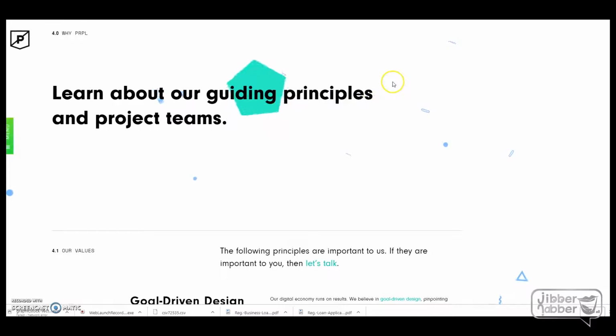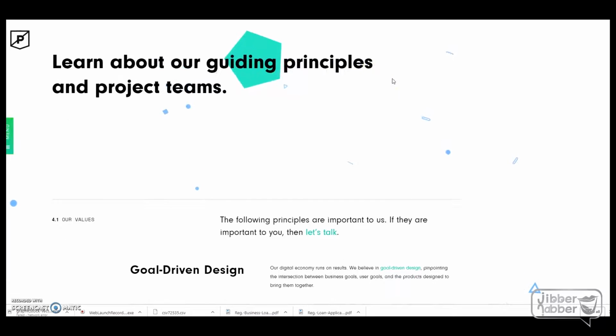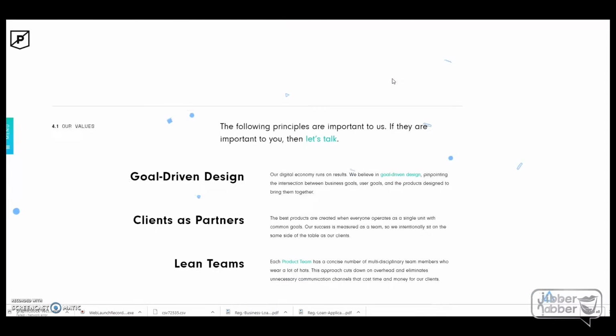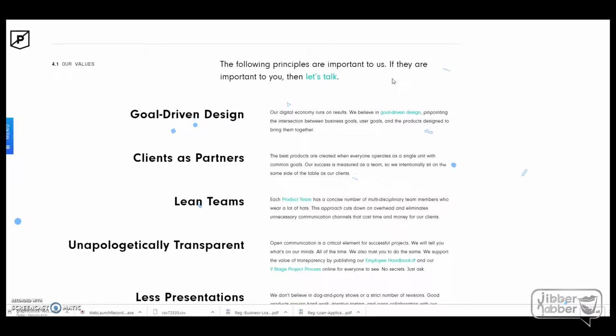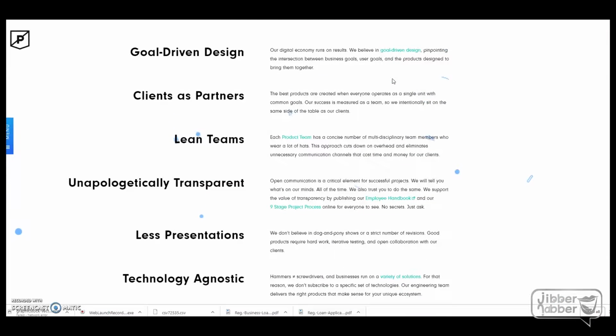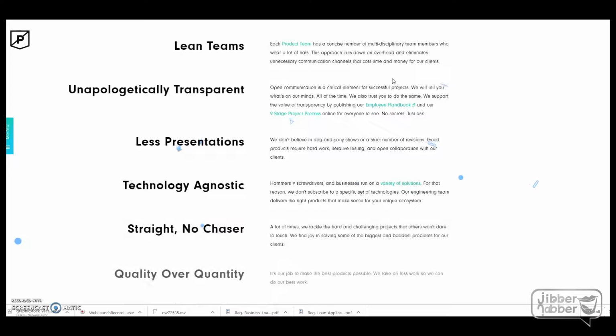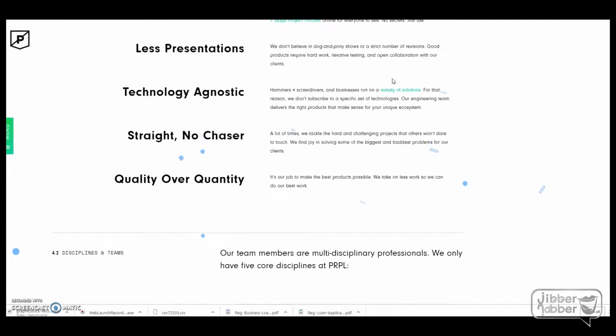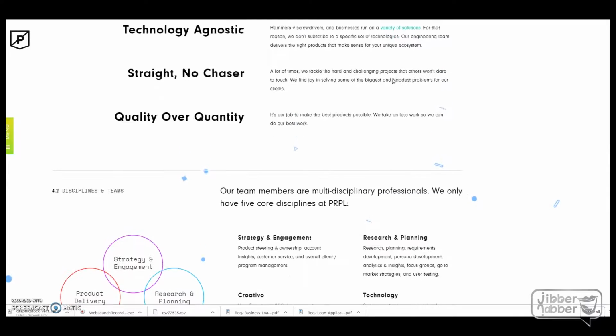These guys do a really good job of talking about their values as a company. They're goal-driven, they think of clients as partners, they're unapologetically transparent. These are all values and really points of differentiation for them. Although a lot of companies may have these, they don't really showcase it as well as this company does. And these are very important pieces of information to provide to your customers to let them know exactly what it is you have to offer.